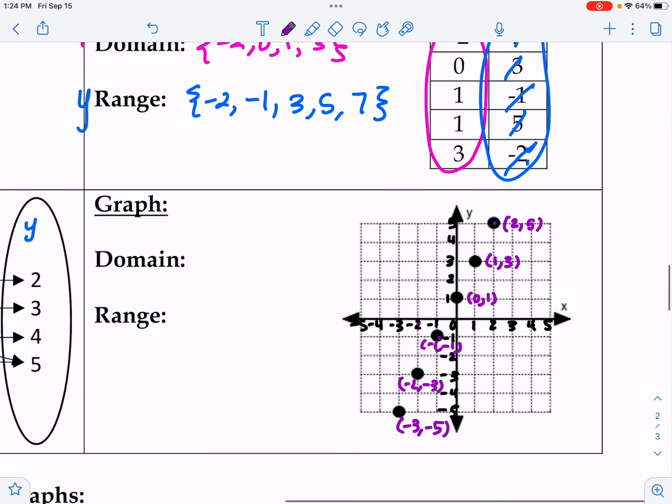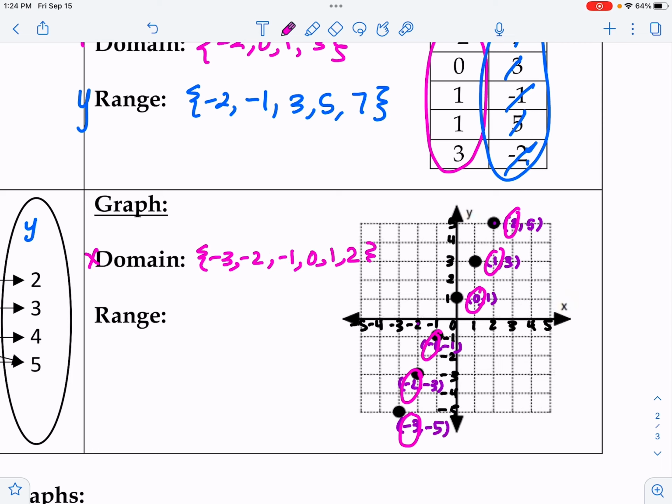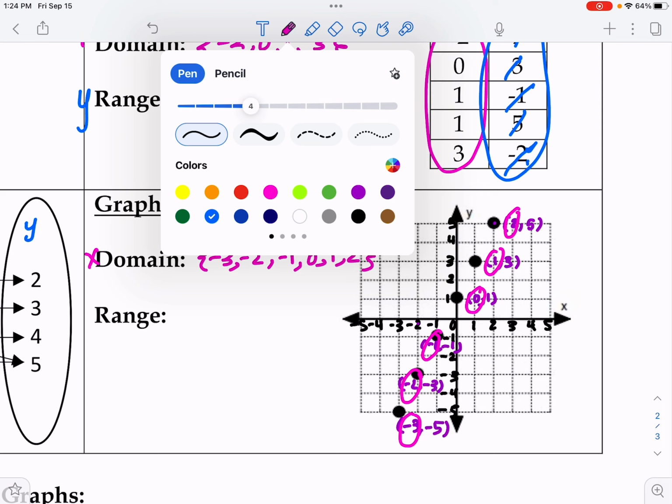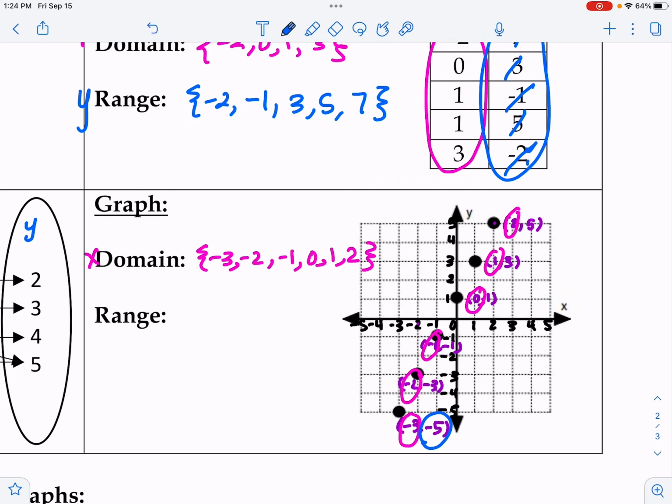All right, and so once they're labeled, we are ready. Domain is x. So go from left to right: -3, -2, -1, 0, 1, 2. And then for range, go from bottom to top, so they'll be in order: -5, -3, -1, 1, 3, 5.